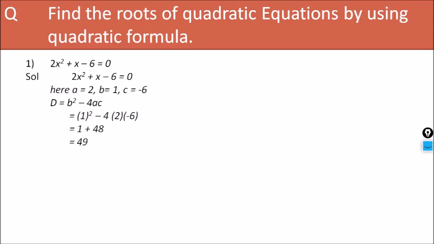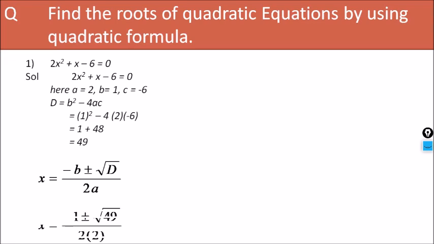Now we use the quadratic formula x equals minus b plus minus root D upon 2 times a. So the value of minus b is minus 1 plus minus root D, which is 49, divided by 2 times a, which is 2. So by simplifying this, we get minus 1 plus minus 7 upon 4.